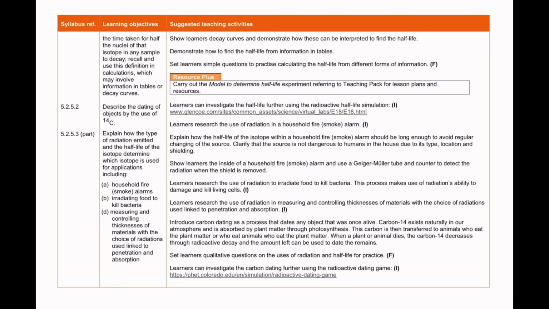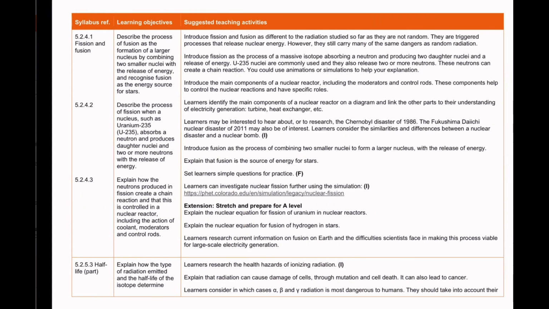Describe how the type of radiation emitted and the half-life of the isotope determine which isotope is used for applications including A. Household fire alarms, B. Irradiating food to kill bacteria, D. Measuring and controlling thickness of materials, with the choices of radiations used linked to penetration and absorption.